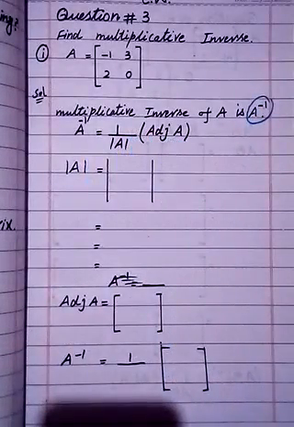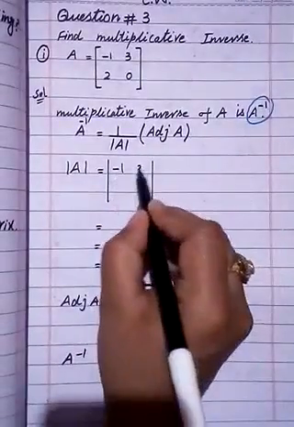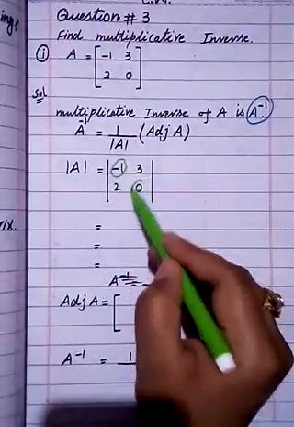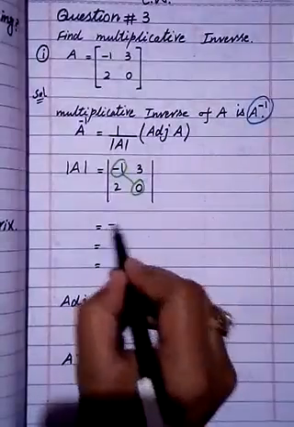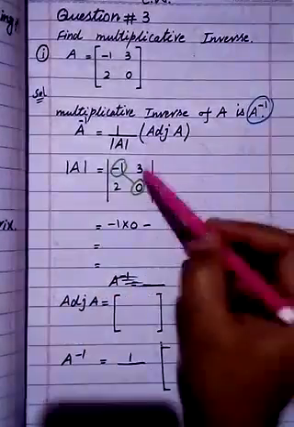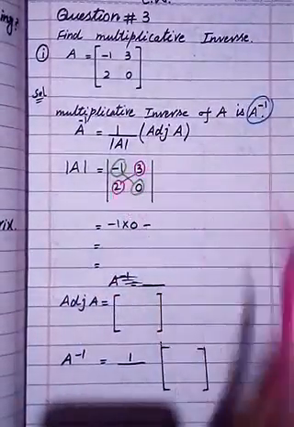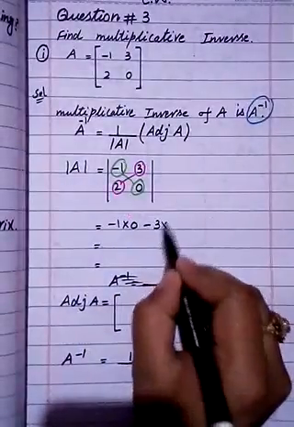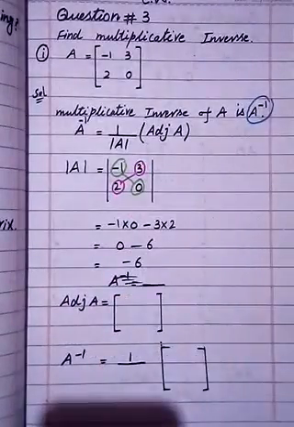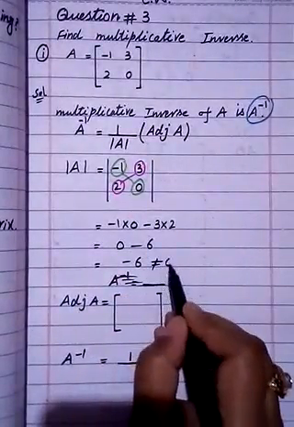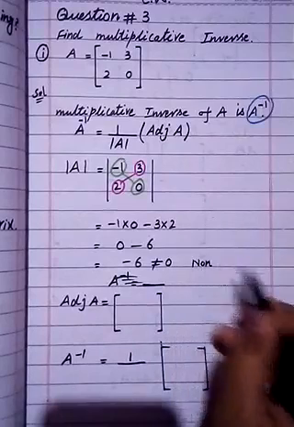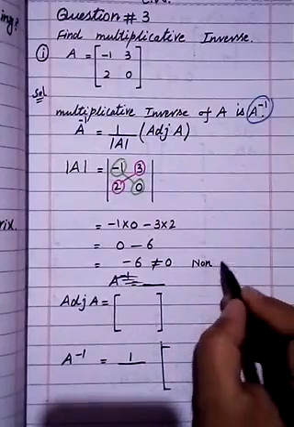First of all, you have to find the determinant. So, write it in mod form. Now, the rule is the same. You have to multiply the first entry by the fourth entry: minus 1 multiplied by 0. The sign of minus is used in a determinant. Now, second entry multiplied by third entry: 3 multiplied by 2. Now, 0 minus 6. So, its determinant equals minus 6. It is not equal to 0, so it is a non-singular matrix. You can write here that when a matrix is singular, further steps are not possible.